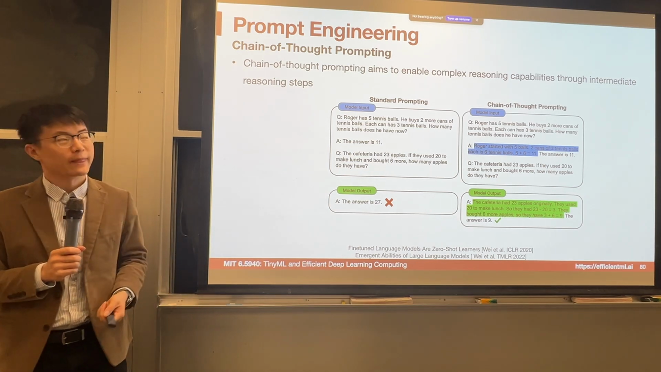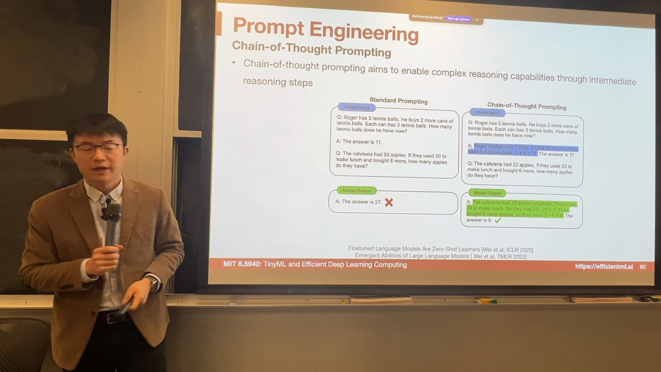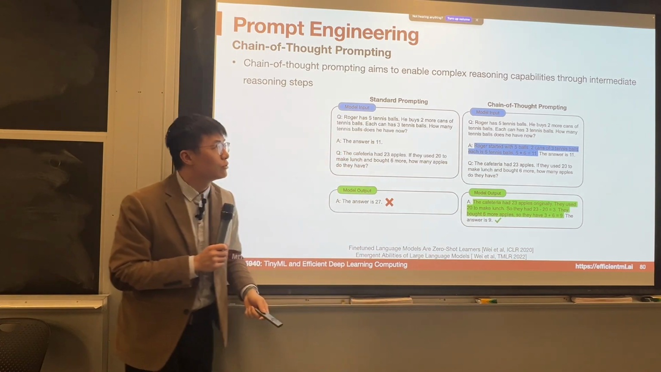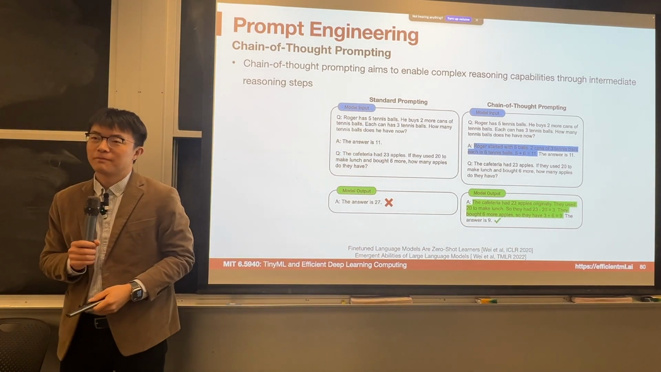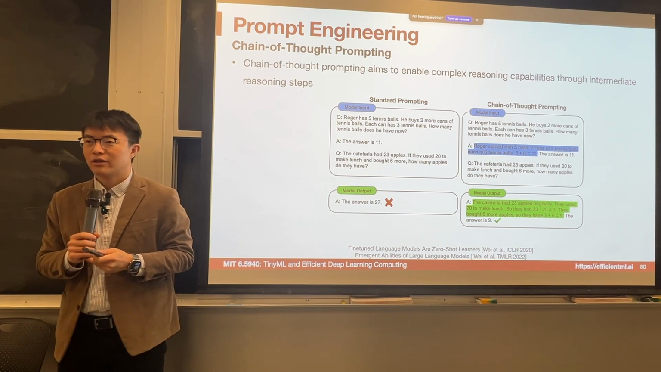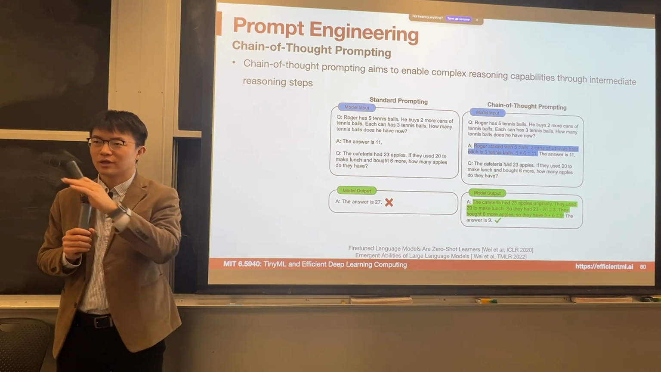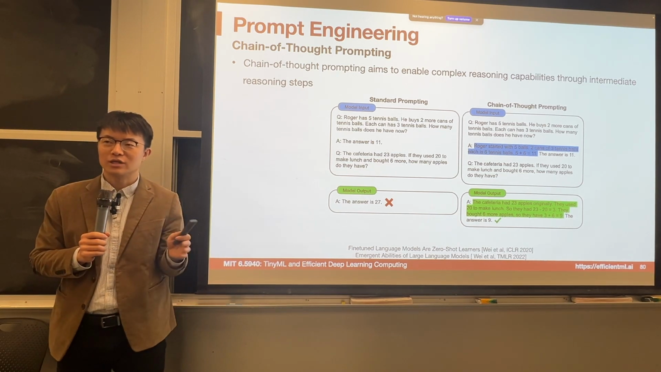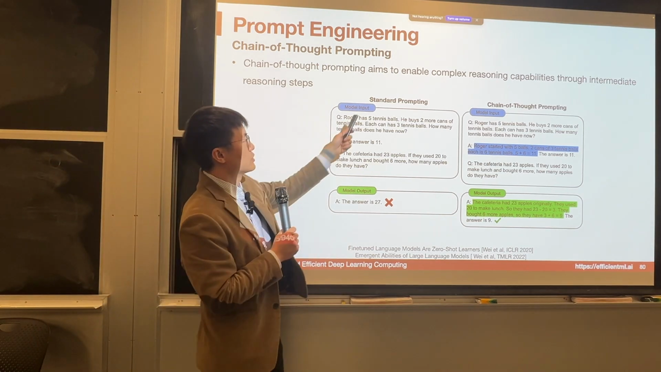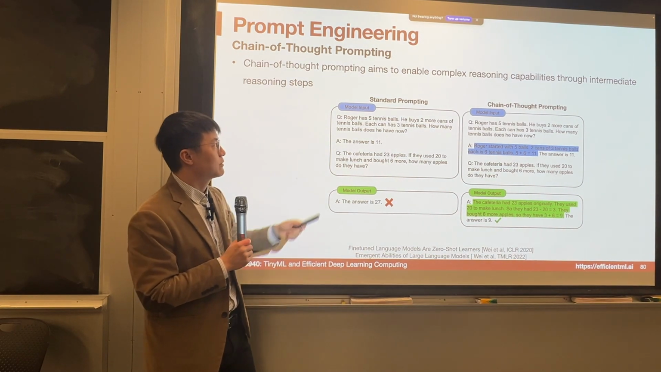Okay, so the next one is chain of thought prompting. It enables complex reasoning capabilities through intermediate reasoning steps. From A to B, if there is a very long and complicated thought process, you just demonstrate the intermediate steps. Give A to B, B to C, C to D, rather than directly going from A to D.